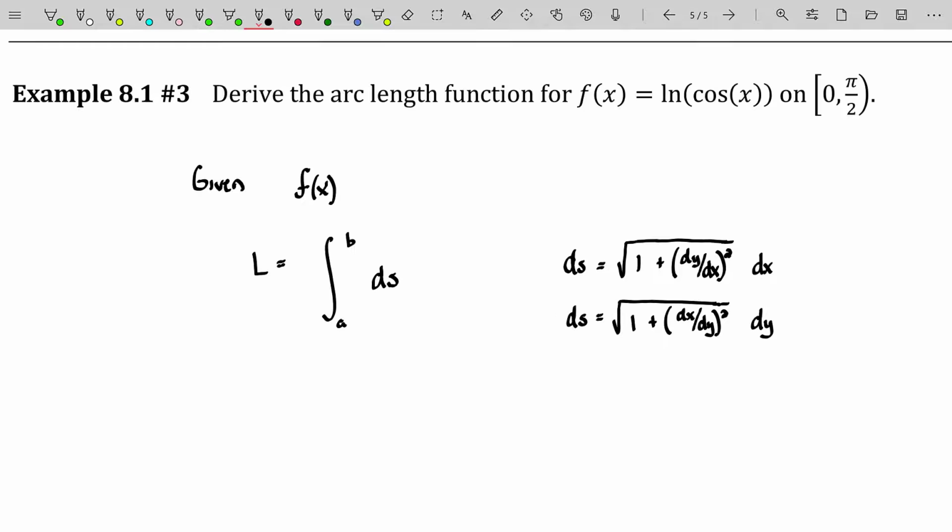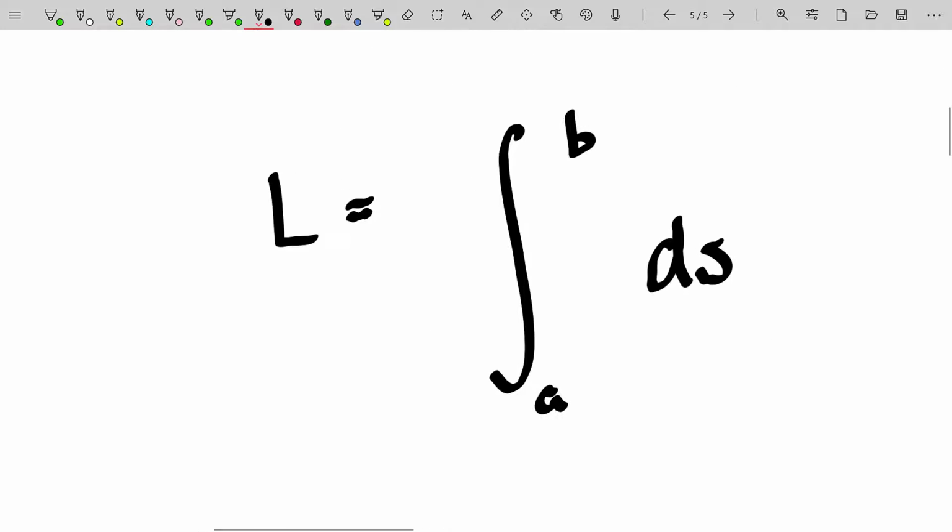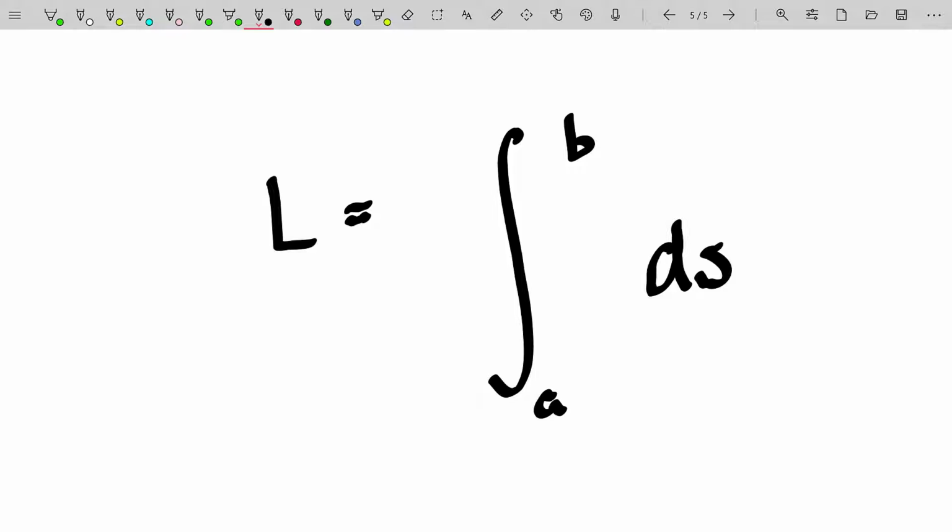As I've told my students, don't always assume that you're going to integrate with respect to x just because somebody handed you y is equal to something with x. That is a common mistake. It's a good idea to test both ways to see which one provides a better integrand. Now, this arc length function would be great if somebody told me I'm integrating from, let's say, 0 to 10 or some silliness like that.